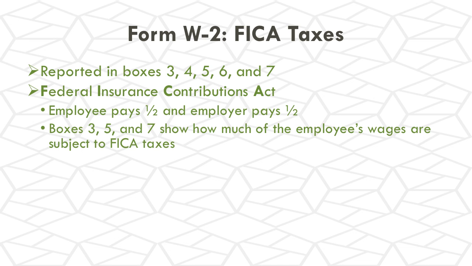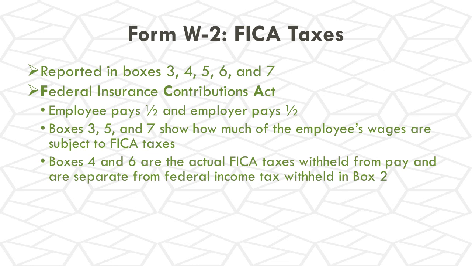So boxes 3, 5, and 7 are going to show how much of the employee's wages are subject to these FICA taxes, and boxes 4 and 6 are the actual FICA taxes withheld from pay and are separate from federal income tax withheld in box 2. So for example, in 2014, the employee would have paid 6.2% of their wages in Social Security tax and 1.45% of their wages in Medicare tax.